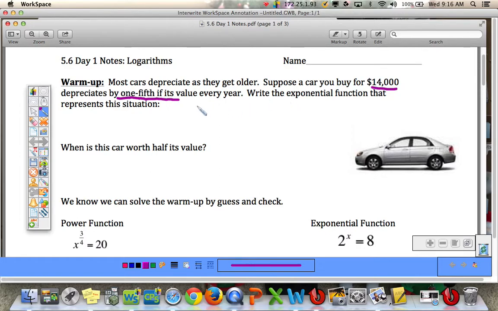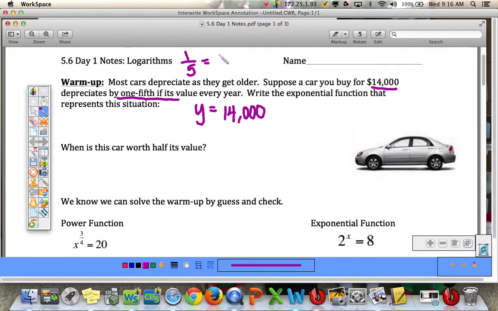So if we write an equation, we're going to start with y equals, and for exponential growth or decay, we're going to start with 14,000, our starting value. And it's depreciating or going down by 1/5 of its value every year. Let's change that to a decimal. 1/5 is 1 divided by 5.